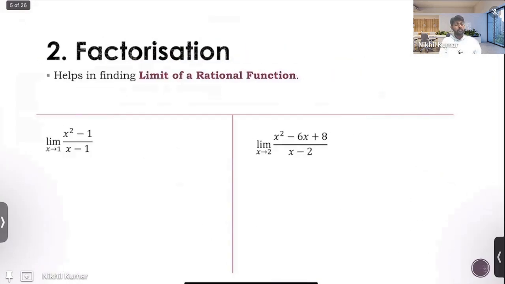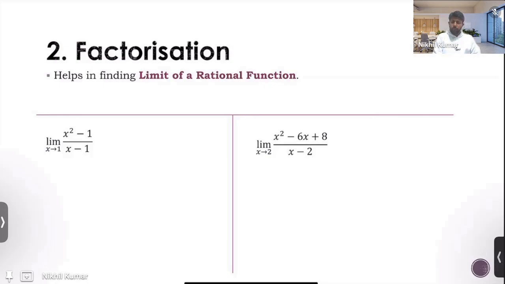Now people have worked and they found out that factorization helps us to some extent. So let's again look at the same two questions. Limit of x square minus 1 upon x minus 1. Direct substitution did not work for this. The second method is to try to factorize.